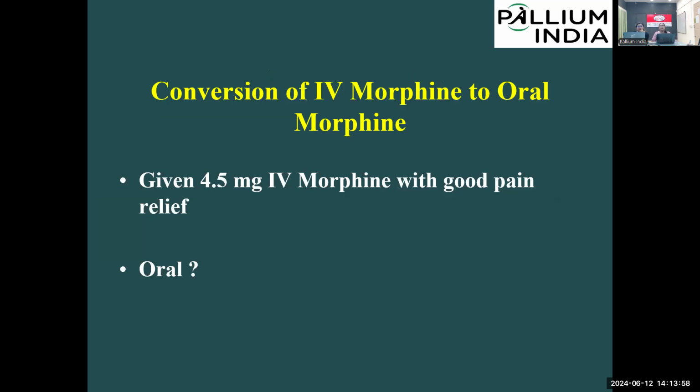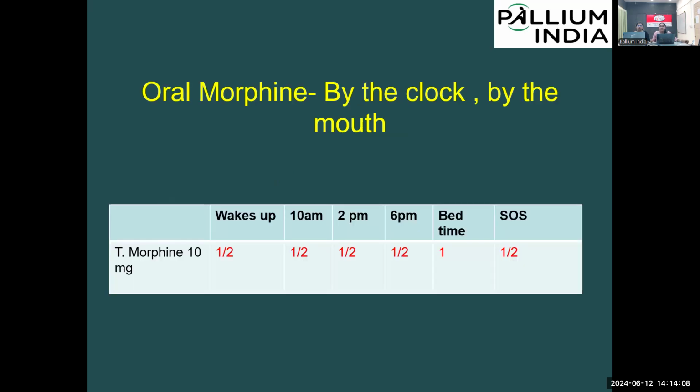So what we do is use the nearest available dose, that is 5 milligram of oral morphine. So the patient would be sent home with 5 milligram of oral morphine. As we have learned in the principles of the analgesic ladder, always prescribe the medications by the clock, by the mouth, by the ladder. So we have assessed the pain and we are giving the medications by the clock.